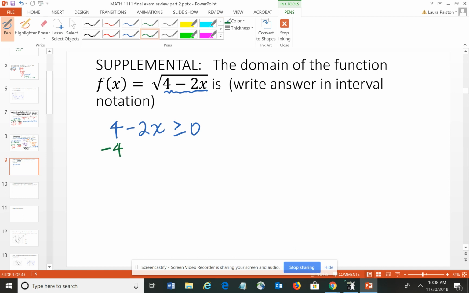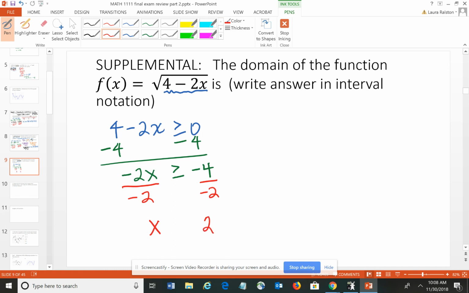So I'm going to subtract 4 from either side. So we have -2x is greater than or equal to -4. Then I'm going to divide by -2 on either side. So x, -4 divided by -2 is 2. Now here's the trick. Remember, because you divided by the negative, you have to invert or flip the inequality symbol. So we get x is less than or equal to 2.